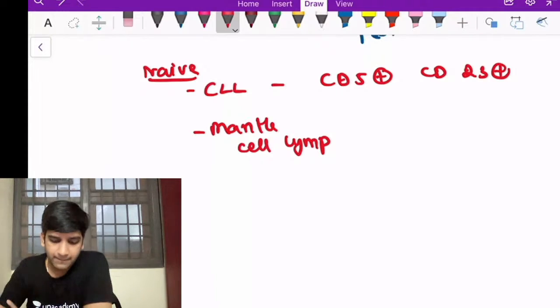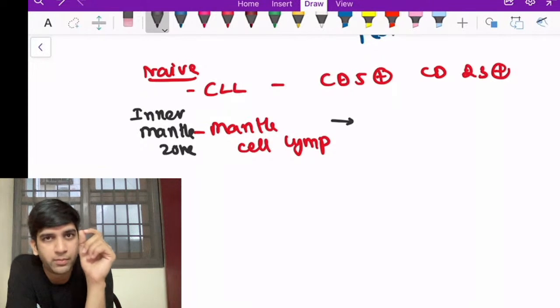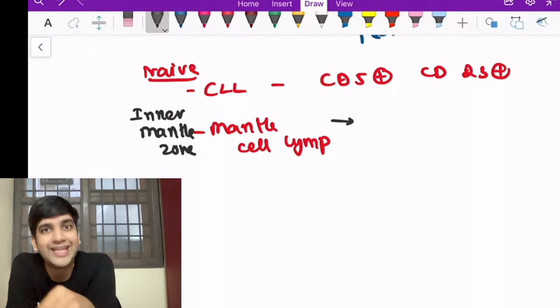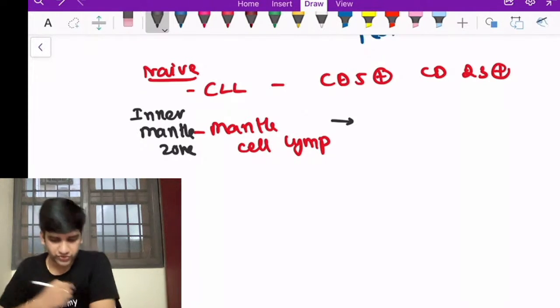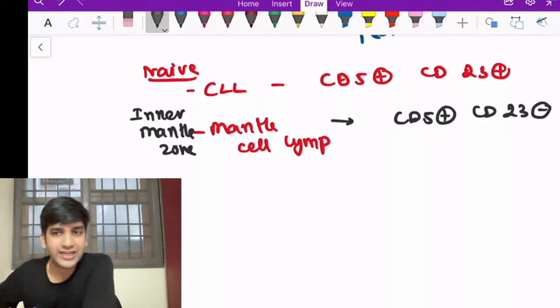That is definitely there. Mantle cell lymphoma: the origin is from the inner mantle zone. It's not the outer mantle zone. It's the inner mantle zone. When a cell was capable of entering the inner mantle zone, which CD marker was lost? When 23 was lost, right? Only when 23 was lost did they come into the inner mantle zone. Was 5 present in the inner mantle zone? It was, right? So the mantle cell lymphoma marker will be CD5 positive, CD23 negative, because only when that's lost, it came inside.